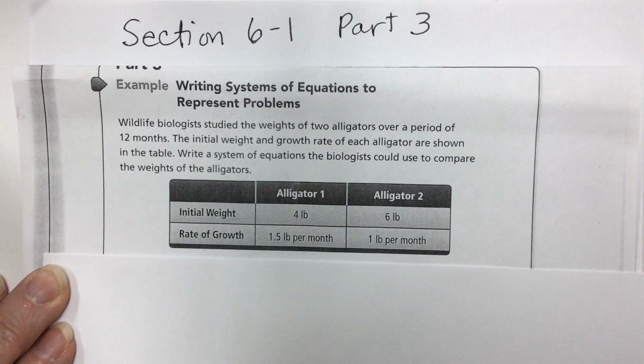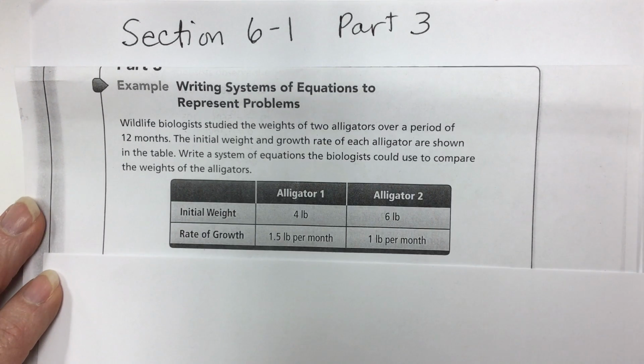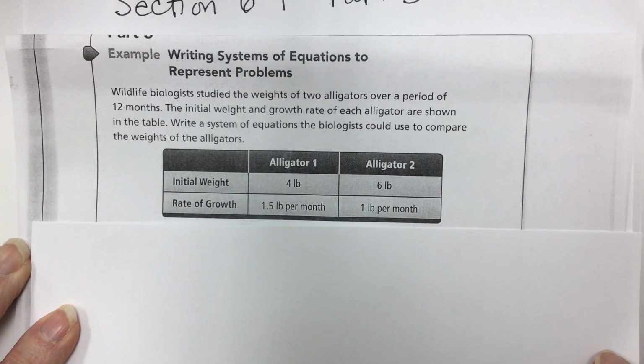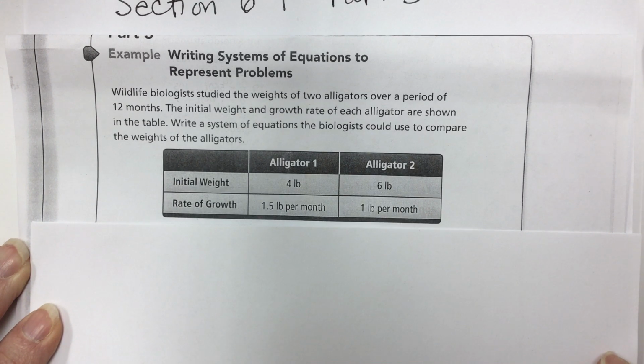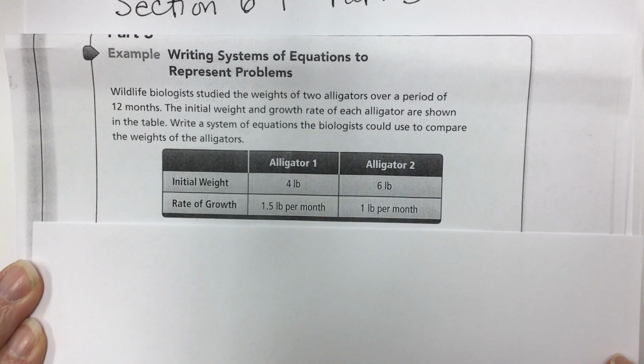Section 6-1, Part 3. Let's look at this example of writing systems of equations to represent problems. Wildlife biologists studied the weights of two alligators over a period of 12 months. The initial weight and growth rate of each alligator are shown in the table. Write a system of equations the biologist could use to compare the weights of the alligators.